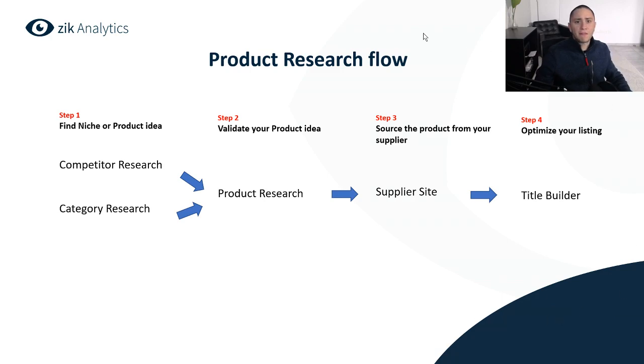So this is the flow, okay? We start in competitor research or category research. We move to the product research to validate our product idea based on demand, competition, pricing, and so on. We go to the supplier to source the product. And once we found the right product, we are optimizing our listings using the title builder. Today, in this webinar, we're going to focus on step number 1, which is finding niche and product ideas using the category research. And it's always good to be flexible, to sometimes do competitor research, sometimes category research, so you're not in the loop all the time.